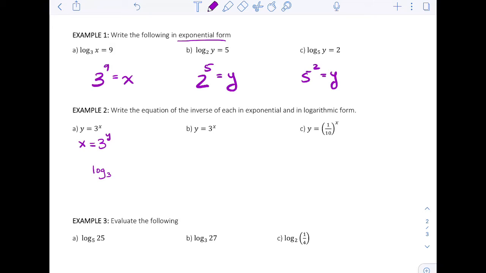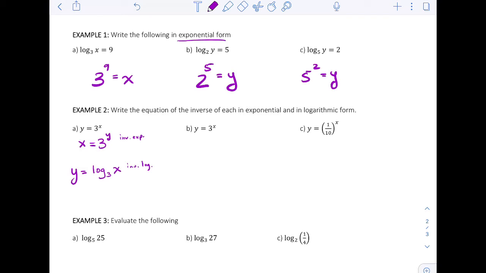The exponent is y, so it's going to be y is equal to log base 3 of x. That's the inverse, right? This is the inverse in exponential form. This is the inverse in logarithm form. The original function's at the top. So let's go for the next one.